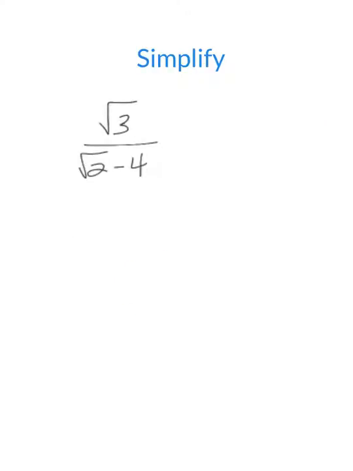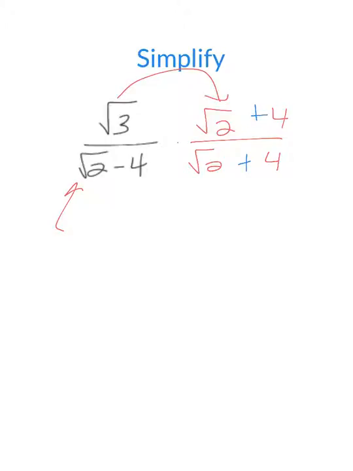Here what I notice is, again, we have more than just a single radical, so we're going to multiply the top and the bottom by the conjugate pair, and the only difference is we just change the sign in between them. So now on top we're going to distribute, so root 3 times root 2, a root and a root make a root, so that's root 6. Then root 3 times a positive 4 is just 4 root 3.